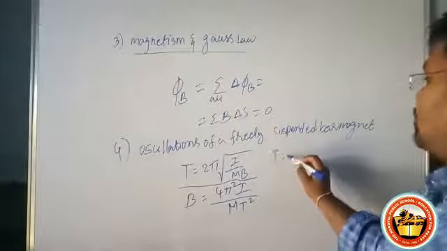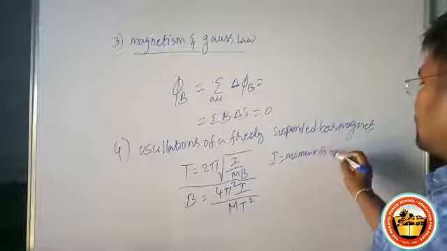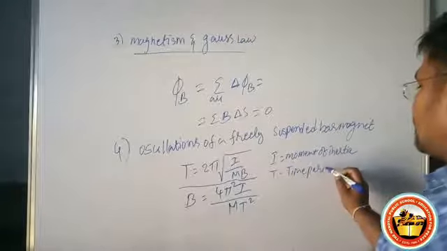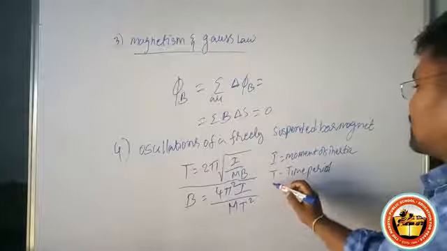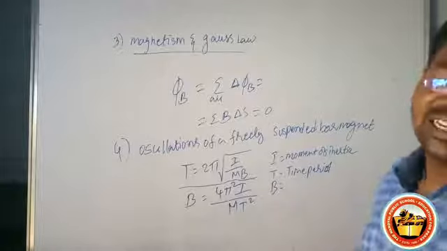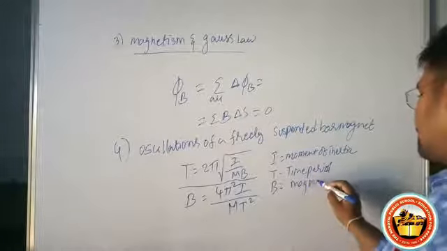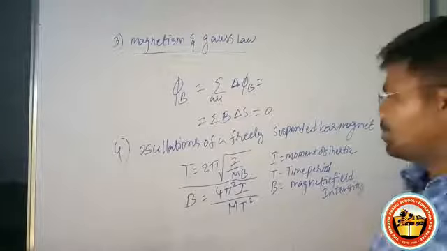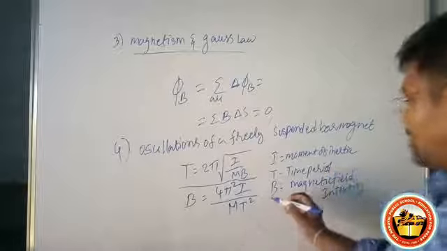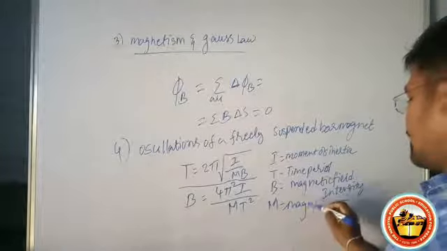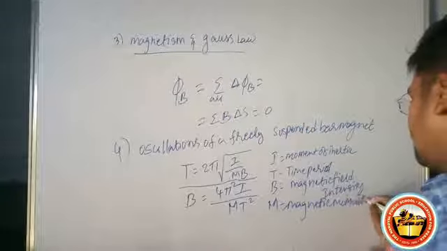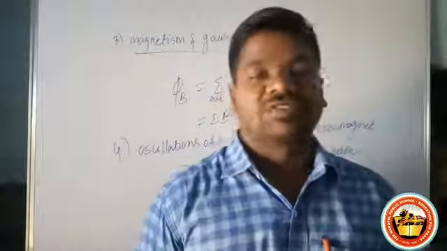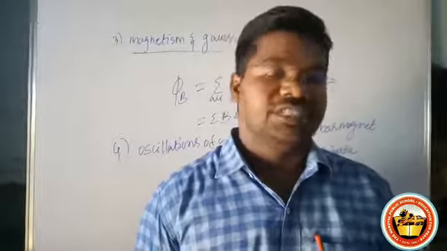Here I is the moment of inertia, T is the time period, B is the magnetic field intensity, and M is the magnetic moment. So these are the small topics left over from the board exam 2021, which are very important for NEET and JEE.